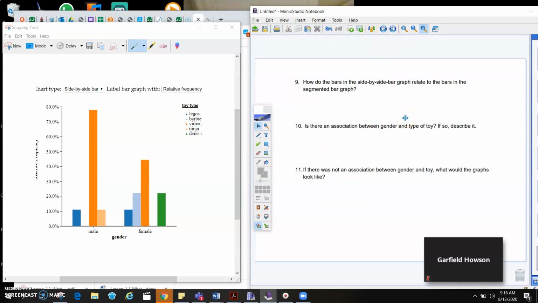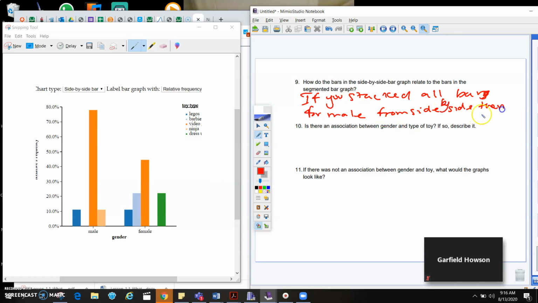Okay, so on number 9, it says, how did the bars in the side-by-side bar graph relate to the bars in the segmented? Well, if you actually stacked up all bars for male from side-by-side, then you get segmented.